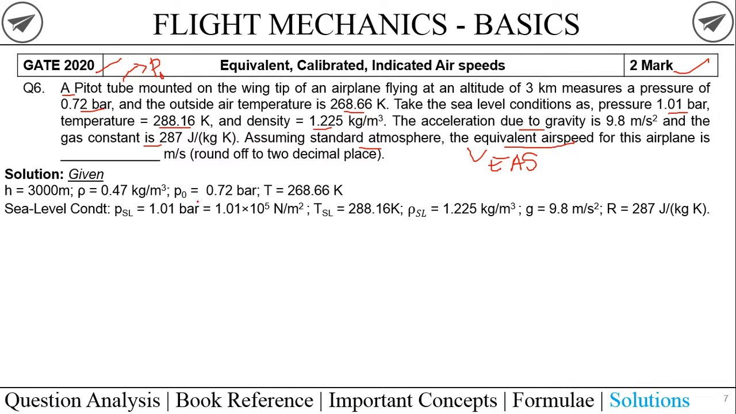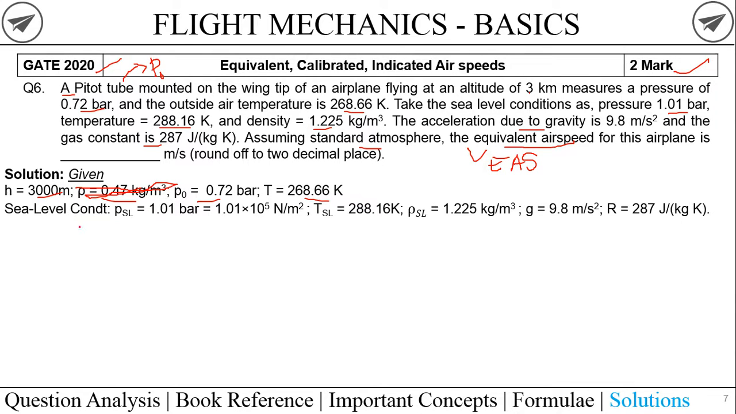So it is written over here, and the altitude is provided as 3 kilometers. So in meters, it is 3000 meters altitude, and density it is provided as 0.47 kilogram. So this is basically from the previous question. So you can strike out the density. So this is not in this question. Sorry. And here the temperature is provided as 268.66 Kelvin.